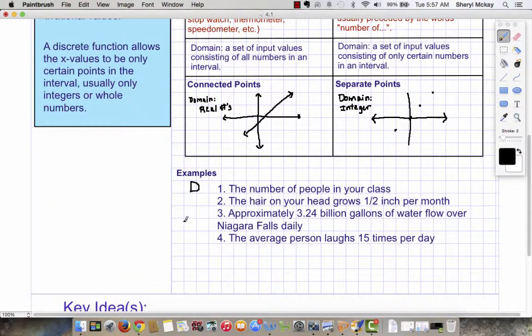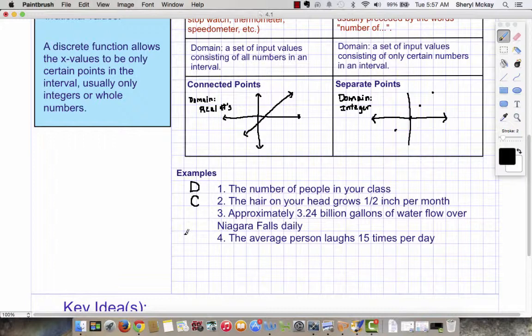And let's take a look at the next one. The hair on your head grows 1/2 inch per month. Would that be considered discrete or continuous? That's right, it's continuous, because it's not that it grows for 1/2 month, boom, it's grown 1/2 inch, and then it stops growing. It's a continuous growth, right? Your hair is continually growing. So we could check at any point during the month and see how far your hair has grown.